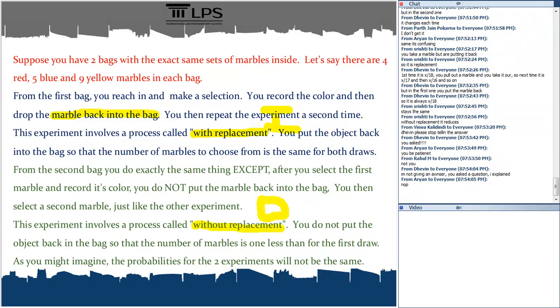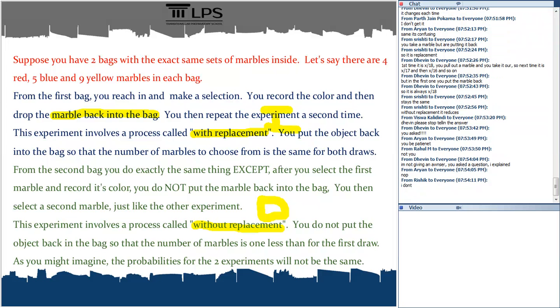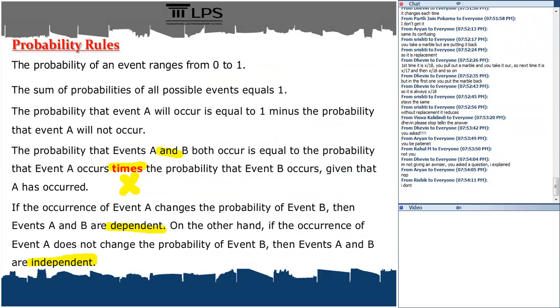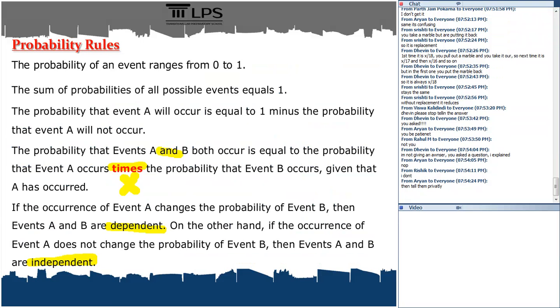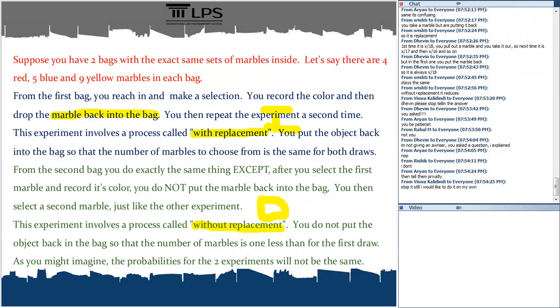Okay, I am calling the with replacement as independent and the without replacement as dependent. If I go back to my previous slide, if the occurrence of A changes the probability of B, where would the occurrence of an event change the probability of the occurrence of the next event? In the second instance, which I have marked as D, in the case of without replacement. Because what is going to happen is the next event is going to have another probability and not the one that the first event had.